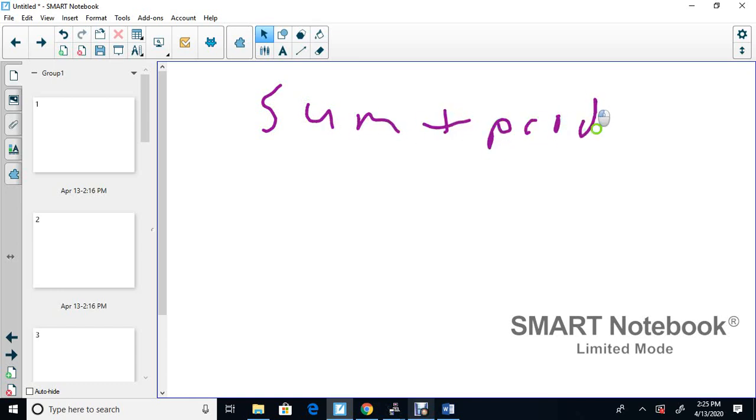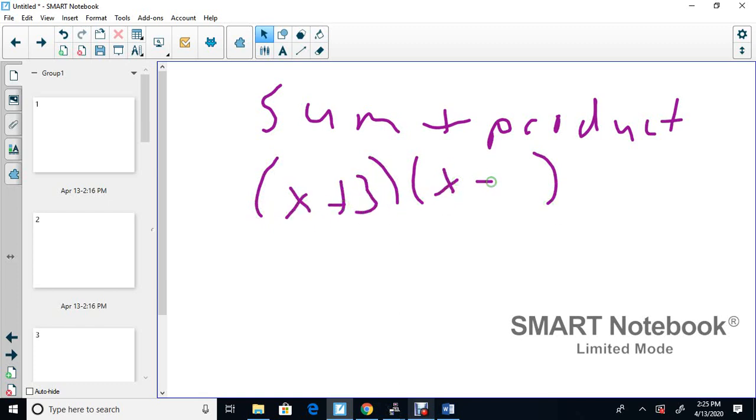I'll show you how. When you do these on the quiz, I want you to mix them up. I don't want you to say, this is sum and product. It'll be too easy. You want to mix them all up. So for sum and product, here's what you do. You create the 2 brackets. You go x plus maybe 3, x minus 9.